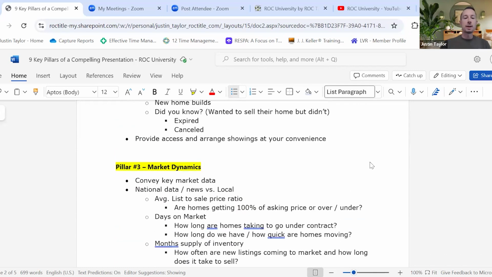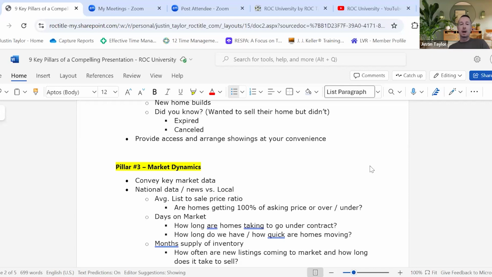All right, pillar number 3, market dynamics. You're going to convey key market data to your buyer, right? And you're probably going to have the conversation: look, I'm sure you've seen national news. They love those headlines. But I want to make sure that you know the key data that's local that's going to affect you when you buy your home. And we're going to leverage it to our advantage.